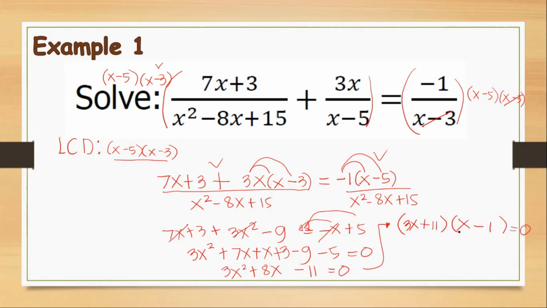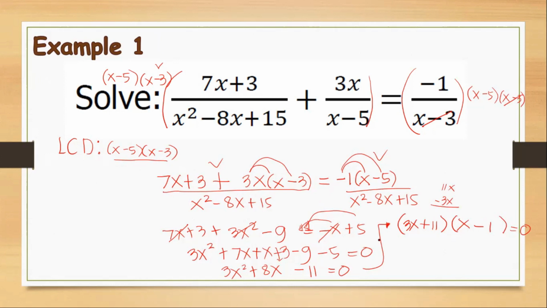Let's try to check if this is the correct solution. So 3 times 1 is negative 3x. 11 times x is 11x. Does it result to 8x? Yes, it results to 8x. So therefore, this one is correct.